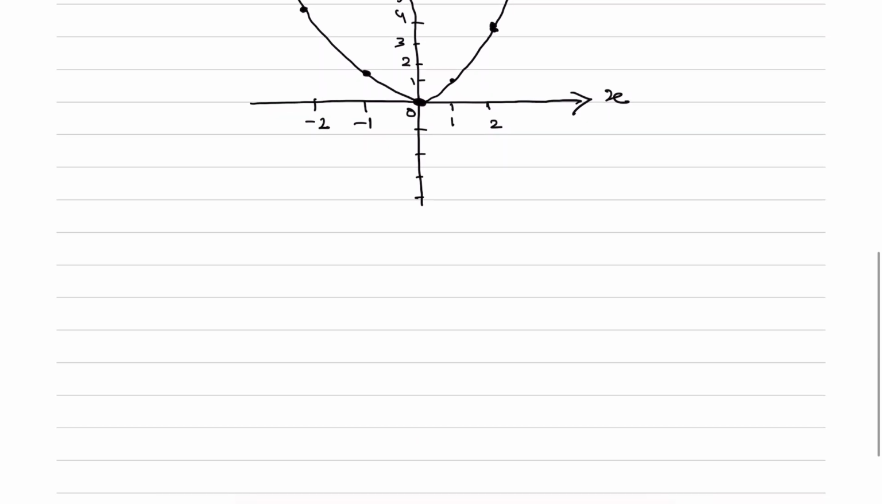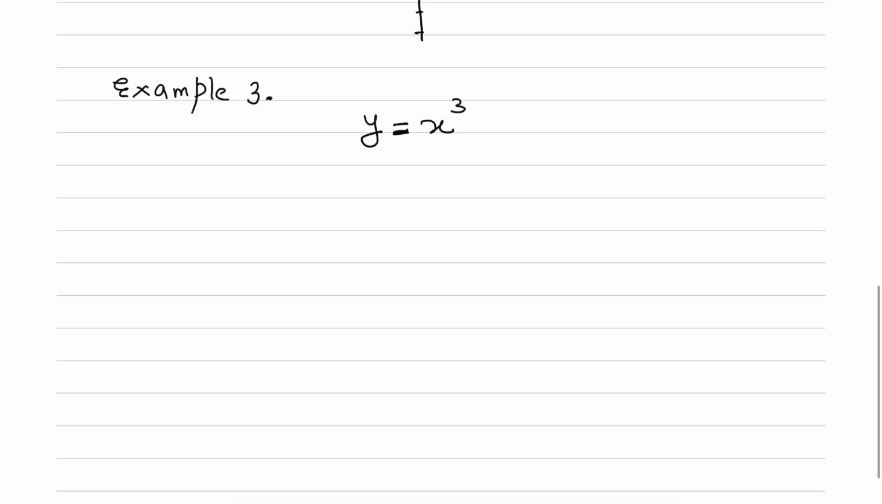Another graph we can have a look at is for y equal to x cube. So we are going to take some x values: 0, 1, 2, -1, -2. So for -2 we get -8. When we plug -2 in the equation y equal to x cube, it gives us y as -8. For -1 we get -1. For 0 we get 0. For 1 we get 1. And for 2 we get 8.